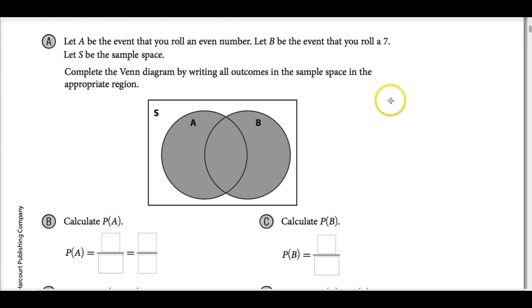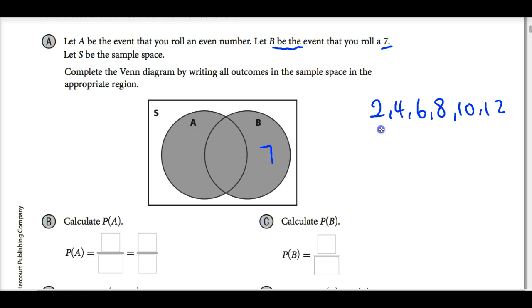And remember, we're rolling the dodecahedron, which means that there's 12 sides. So it could be 2, 4, 6, 8, 10, and 12. Right? Okay, so you're gonna put that in A. But you know what B is? B is when you roll a 7. Okay, so in the circle B, I'm going to put a 7.